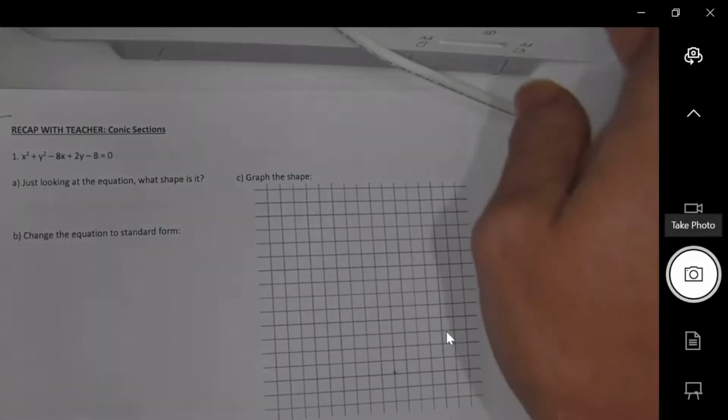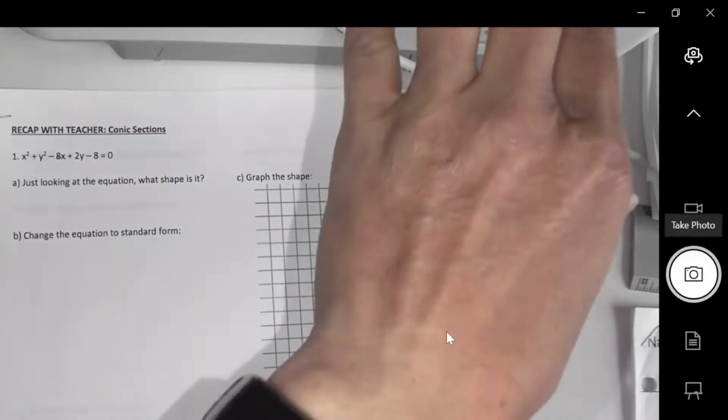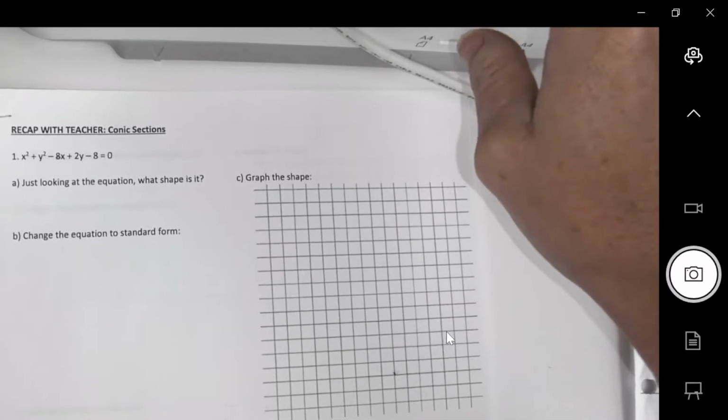Forces? You like forces? I hate it. Equilibrium forces. Okay, when you look at this first one, what shape is it?